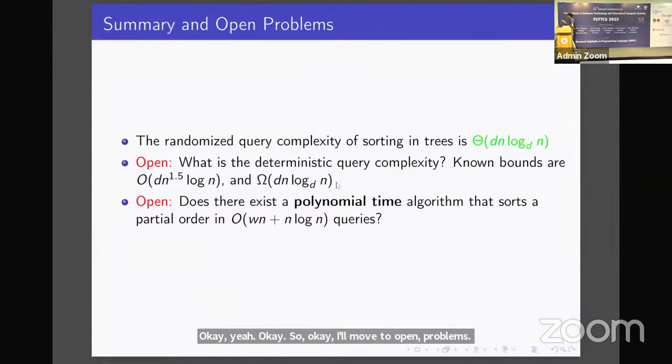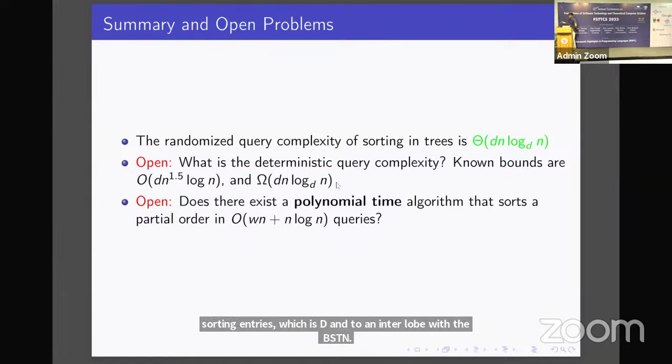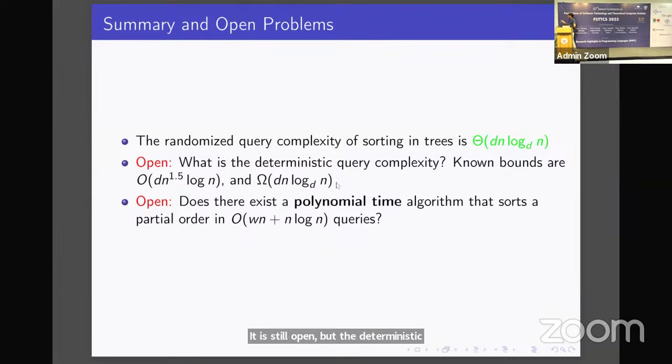So here we resolve the randomized query complexity of sorting in trees, which is d times n times log base d of n. It is still open for the deterministic query complexity. The known bounds are d times n to the 1.5 log n, and a dn log base d of n lower bound. There's no better lower bound known compared to randomized.